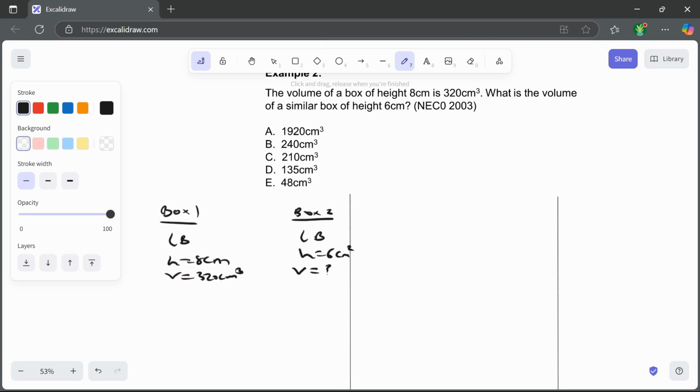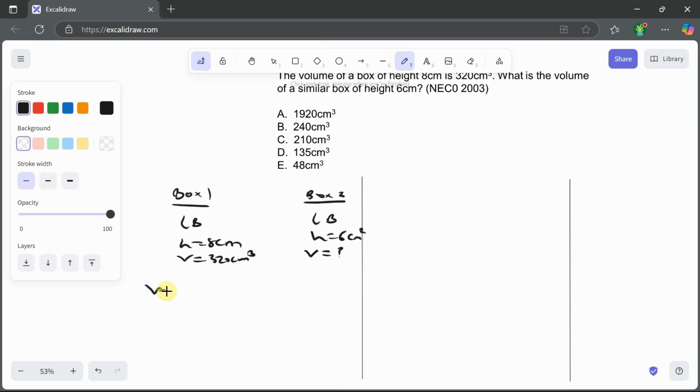From here, I know that the volume of this cuboid is LBH. LB is the same here, so we can just say the volume here, 320, is equal to LB times 8. Divide both sides by 8. Our LB will be equal to 40 centimeter squared. Now that we know this, we can find the volume here. The volume of this one will also be LBH. We know our LB to be 40, so that will be 40 times 6, which is 240 centimeter cube. That will be option B.